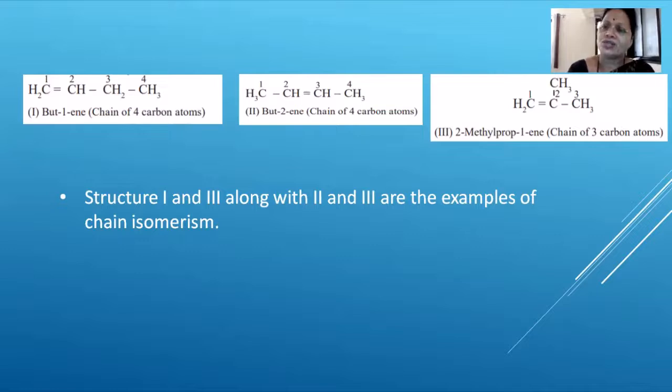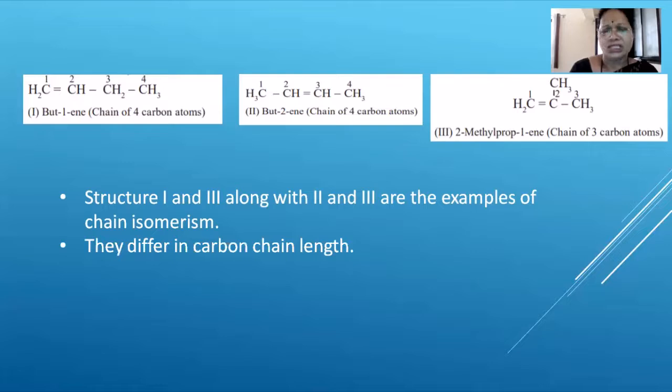So structure first and third, or second and third, these are the examples of chain isomerism which we had studied in case of alkanes. In alkanes we have learned chain isomerism. Isomerism due to difference in arrangement of carbon atoms in the carbon chain. That carbon chain may be straight or branched. Then they differ in carbon chain length.